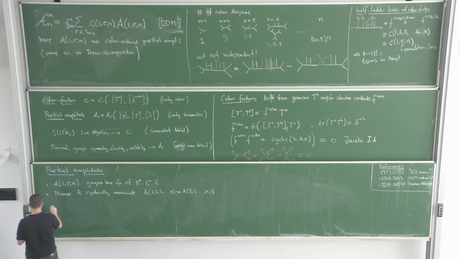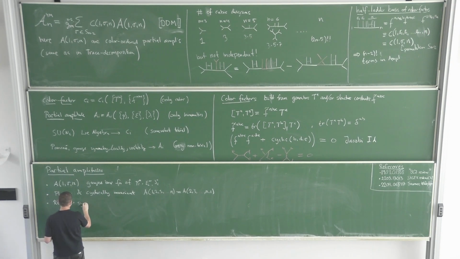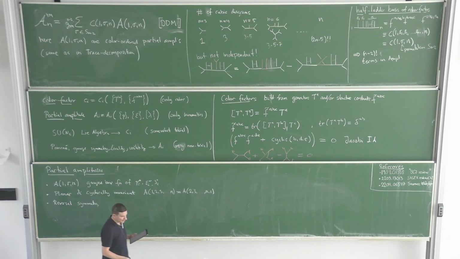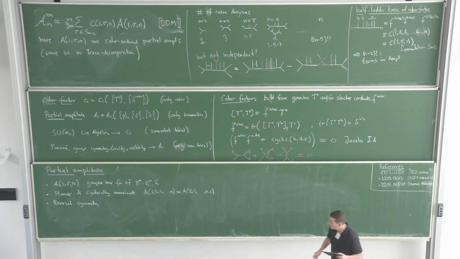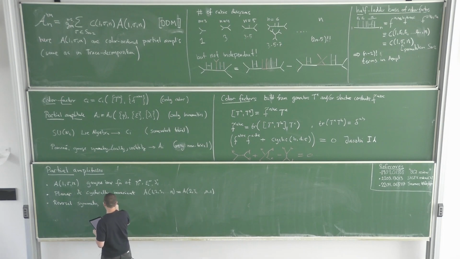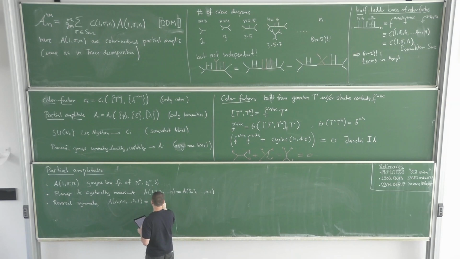Furthermore, there's a reversal symmetry. So reversal symmetry is I just flip the order of my particle labels. So for example, if I start with n minus 1, all the way down to 2 and 1, I can just flip the ordering, 1, 2, 3, n minus 1, n, at the expense of maybe putting in a sign. So there's a sign here that depends on the multiplicity n.